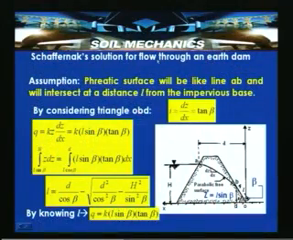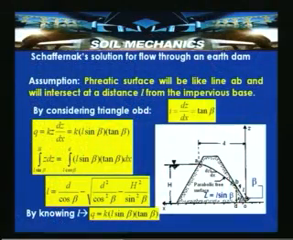Now let us look into Schaffernak's solution and how it works out. In Schaffernak's solution for the flow through an earth dam, the assumption is that the phreatic surface will be like line AB and will intersect at a distance L from the impervious base. In the previous case we discussed the limitation that if H2 is equal to 0, the phreatic surface will intersect the impervious base. So, here Schaffernak has considered that it intersects at a distance L from the point O.